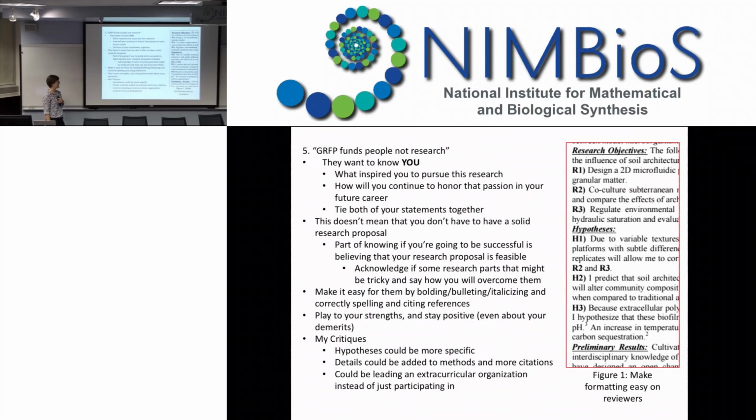You do get critiques back from reviewers, and some of mine were that my hypotheses could have been more specific, details should be added to methods, and including more citations. So apparently I did not have 20. I understand it's really hard to put all of those details in just 2 pages, but try if you can, or just be really concise. Don't use extra words if you don't need them.